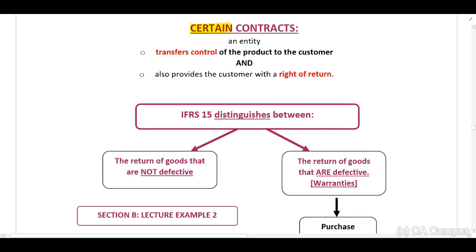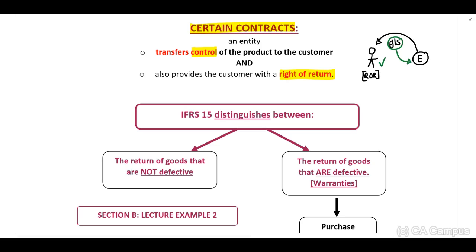There are certain contracts where the entity transfers control to the customer and provides the customer with a right of return. Now, what does this mean? If we have a customer that purchased distinct goods or services from our entity, the entity provides the goods or services and control is transferred. But our entity provides a right of return in that contract. Therefore, this means that our customer has the right to return that specific goods or services to the entity.